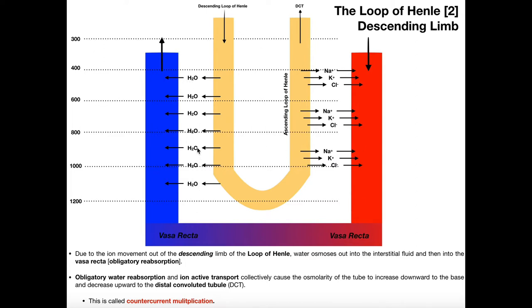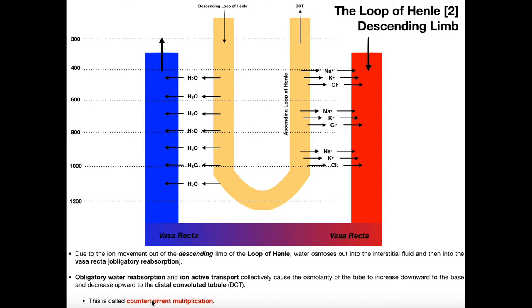Now this setup that I just described of all this ion movement and the water reabsorption over here in the descending limb, this setup is something that we term countercurrent multiplication, which seems like a much more complicated issue than it really is. Let's actually break it down in different words. So countercurrent, what does that mean?